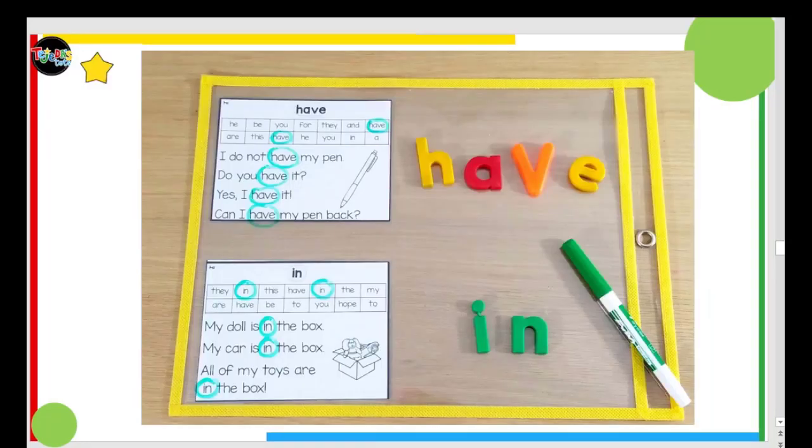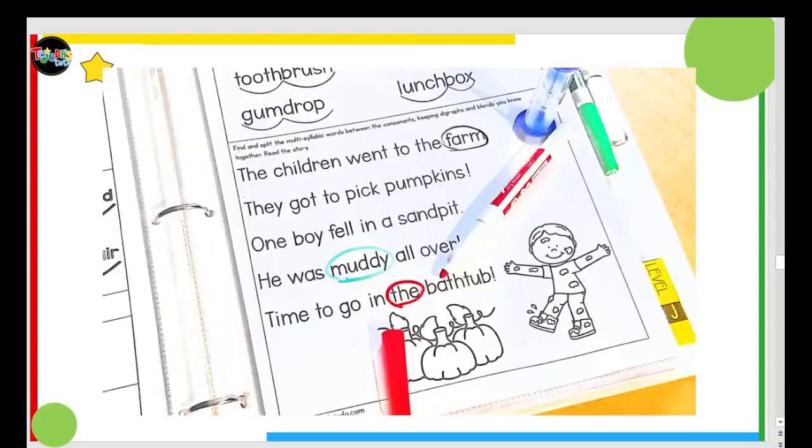So you can use them at a center if you put some in a little plastic sleeve, and students can use magnetic letters or Play-Doh to build the words. You can have them use markers to find the words and circle them. And this is actually one of my warm-ups, but this is an activity a teacher told me that they do with my sight word fluency flashcards.